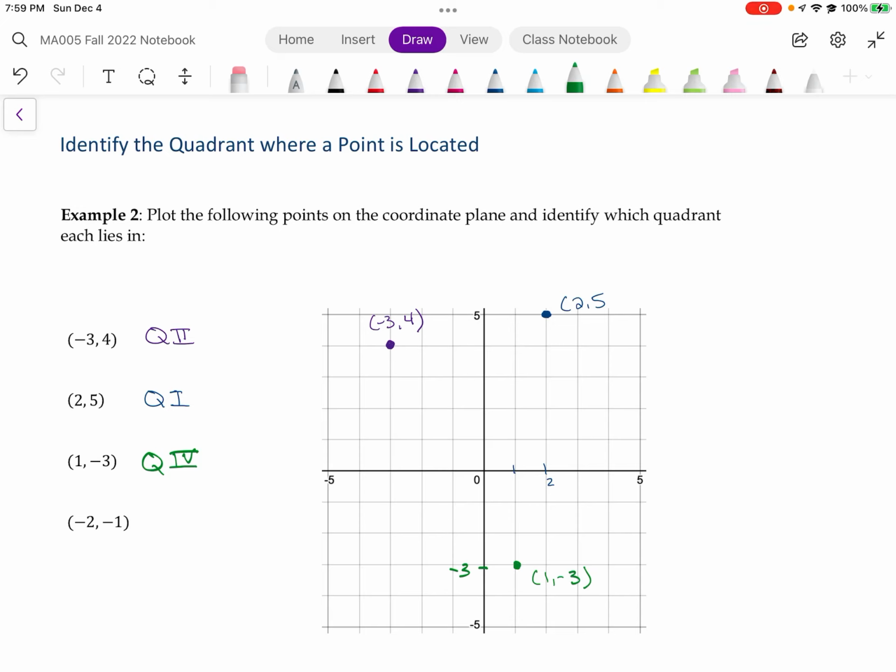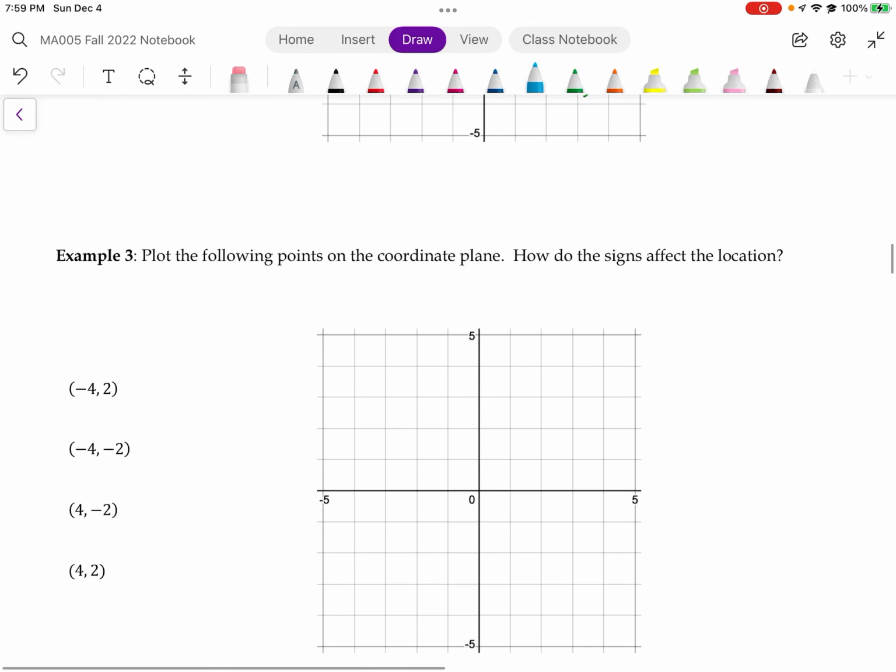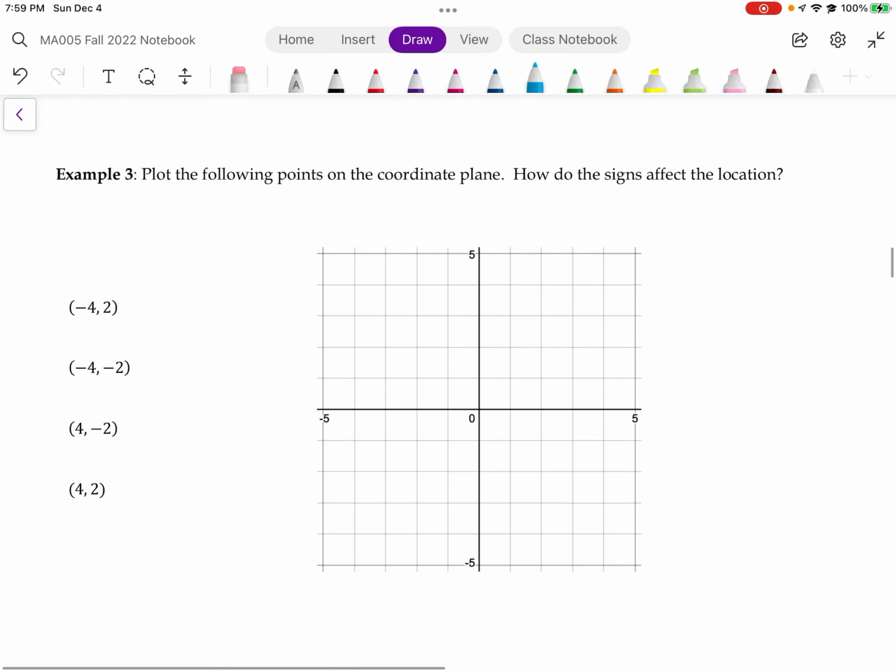All right, and then we've got -2, -1. We come to the left 2 and down 1. Always do x first. So -2, -1, and that is in quadrant 3. Okay. So plot these on the coordinate plane and think about how the signs affect the location.